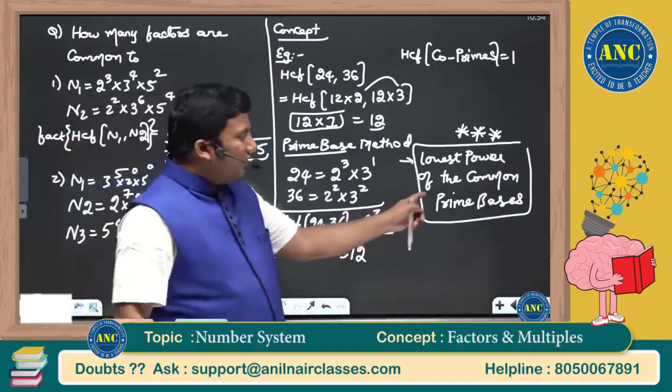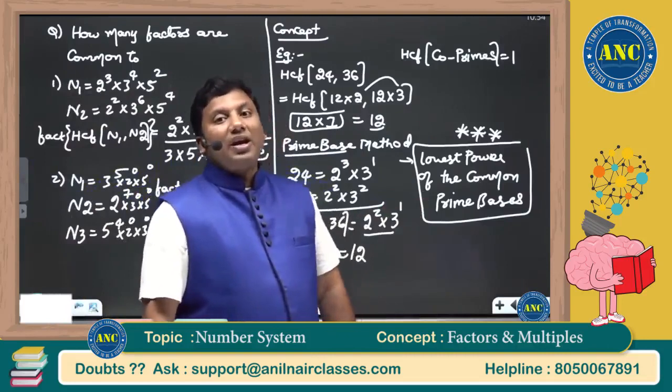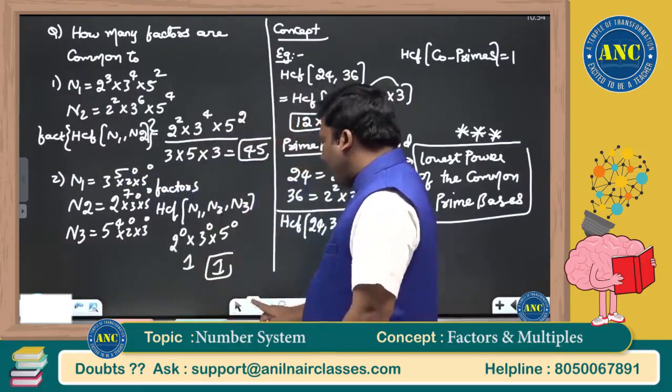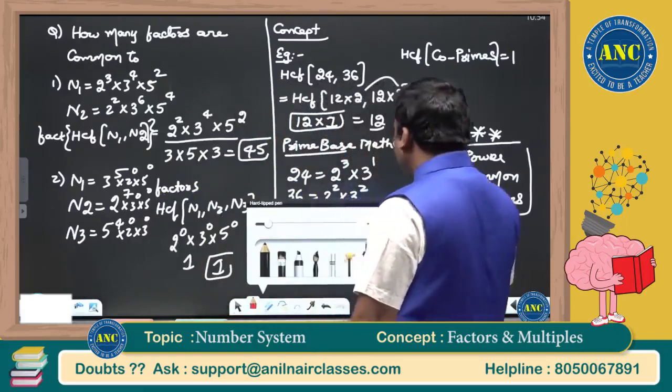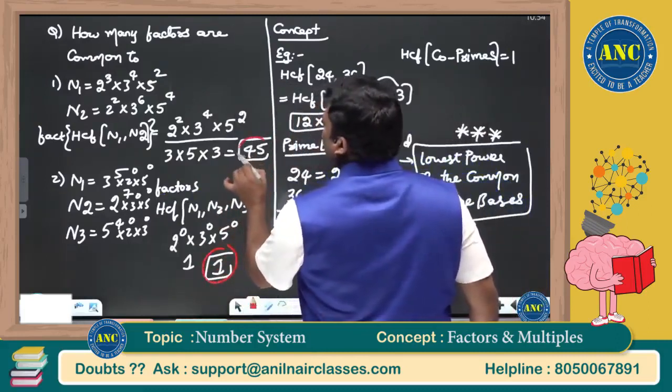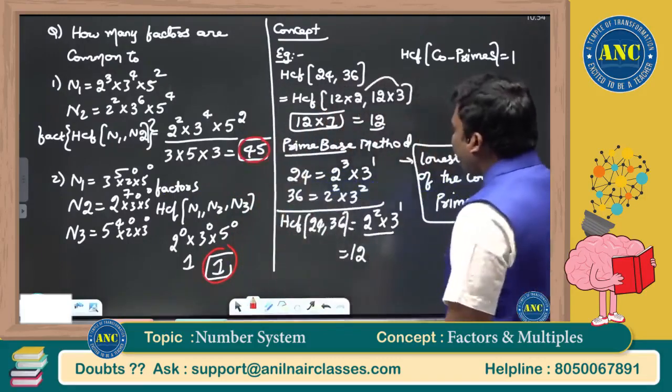Please read this definition: lowest power of the common prime basis. The common prime basis should be present in all the three numbers. The answer for the second question is 1. The answer for the first question is 45.